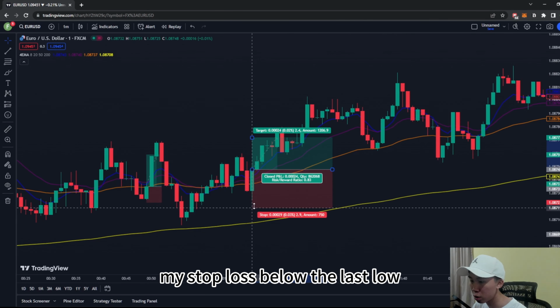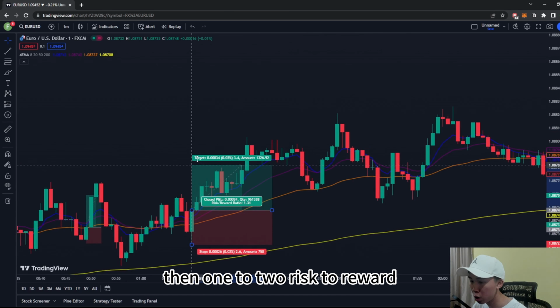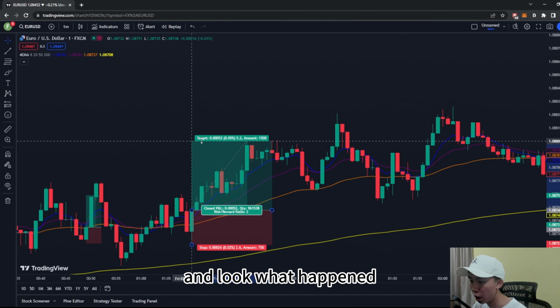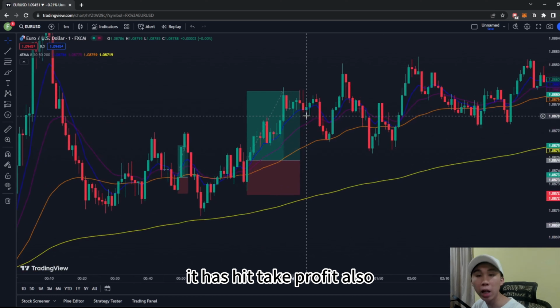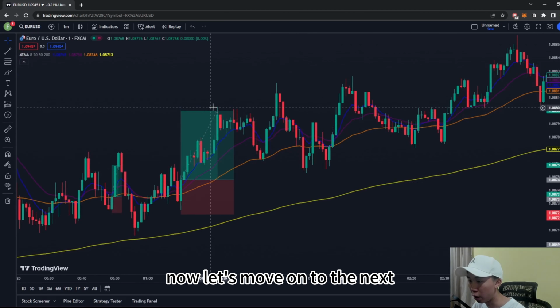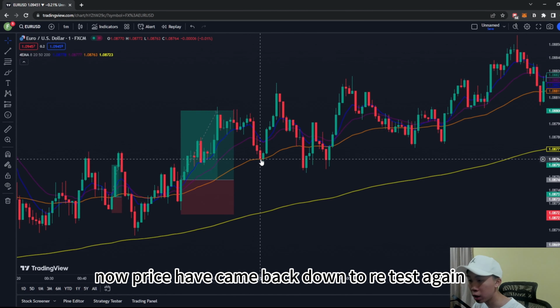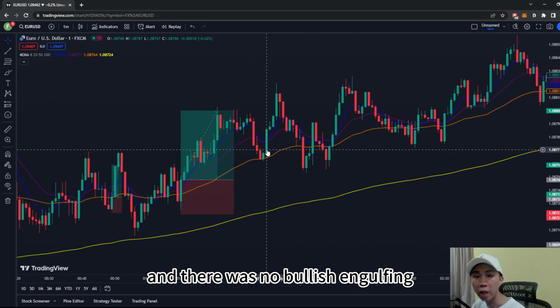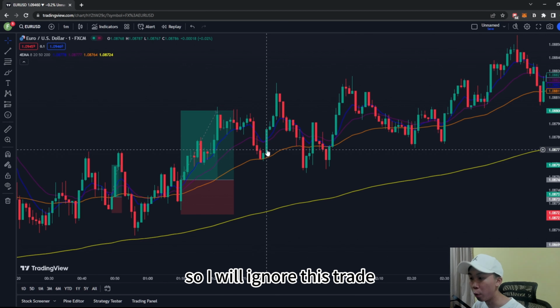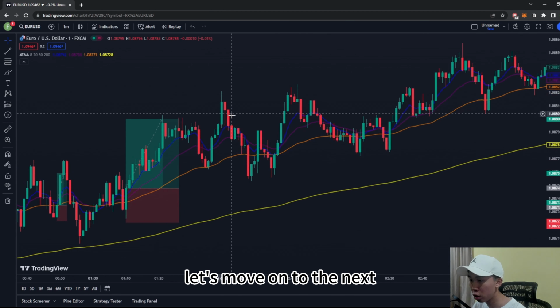Place my stop loss below the last low. Then 1 to 2 risk to reward. And look what happened, it has hit take profit also. Now let's move on to the next. Now price has come back down to retest again, and there was no bullish engulfing, so I will ignore this trade. Let's move on to the next.